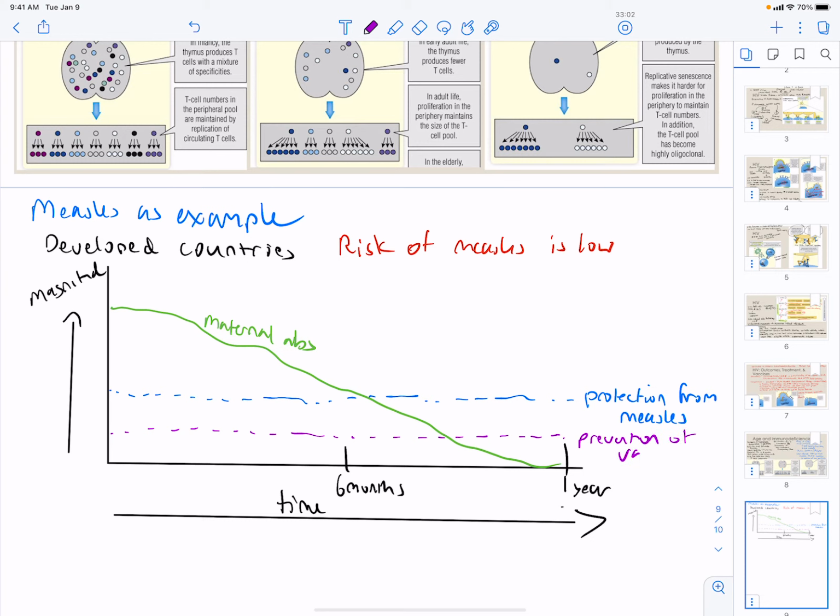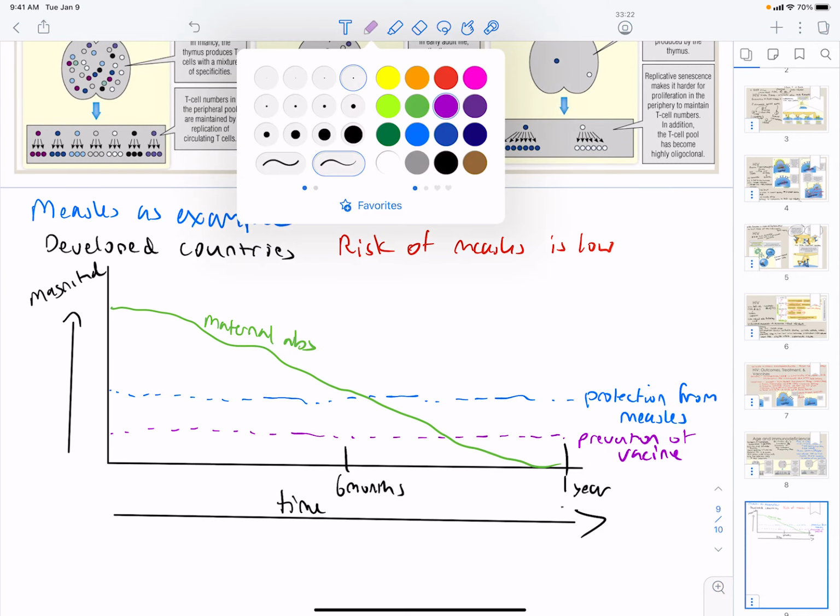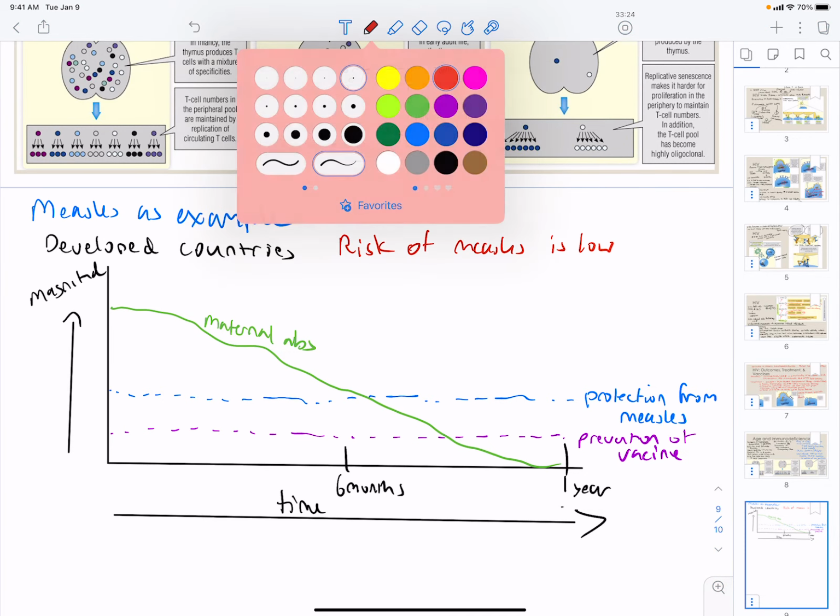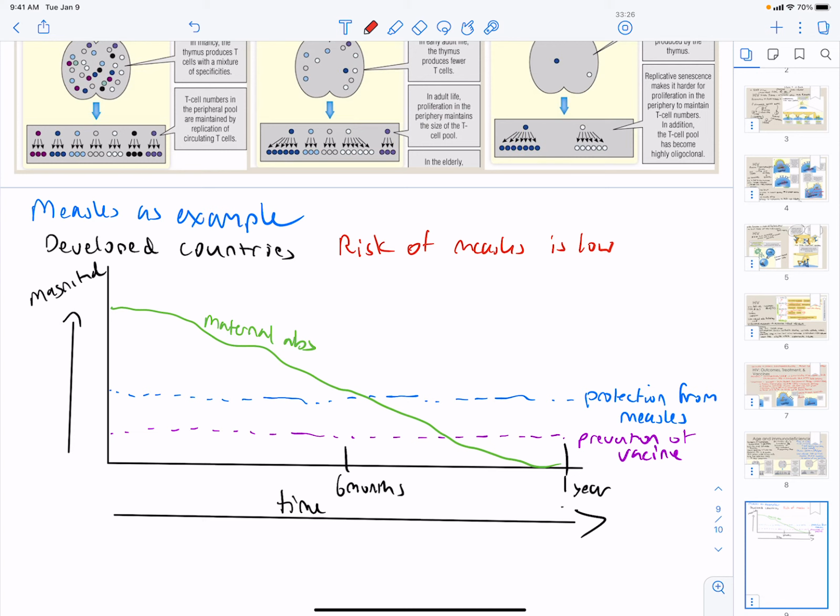of vaccine. So basically what this means is that the amount of maternal antibodies needed to prevent infection of measles in a baby is higher than the amount of maternal antibodies needed to neutralize the vaccine. And so what this means in the developed country, where you have low risk of measles, is that the vaccine is given at year 1.